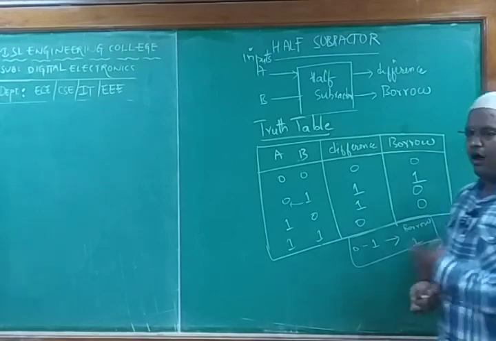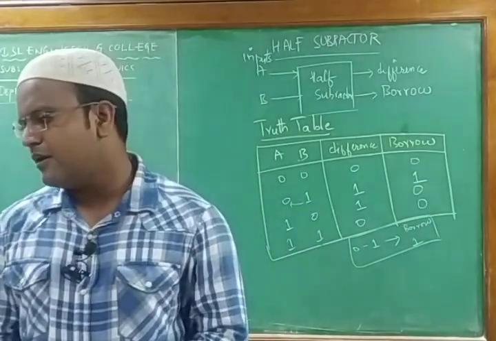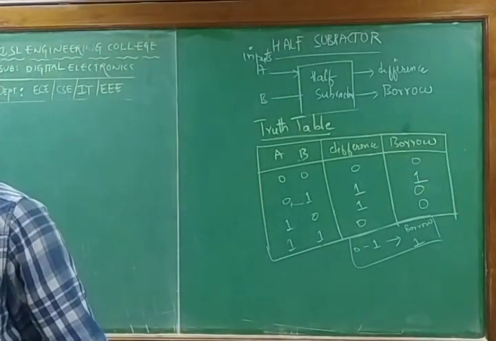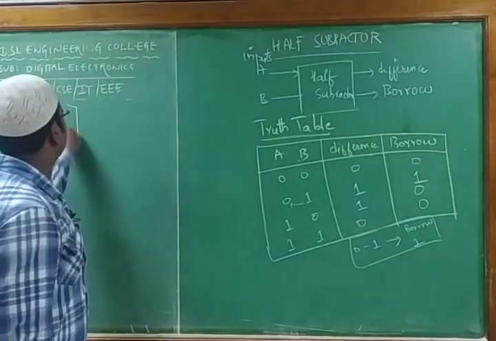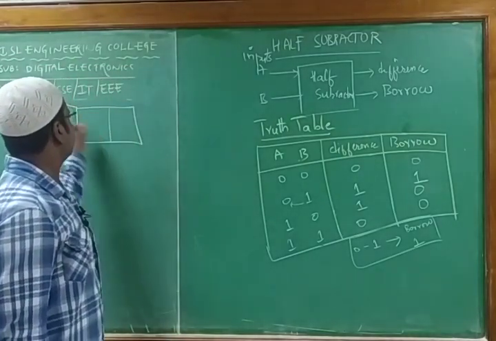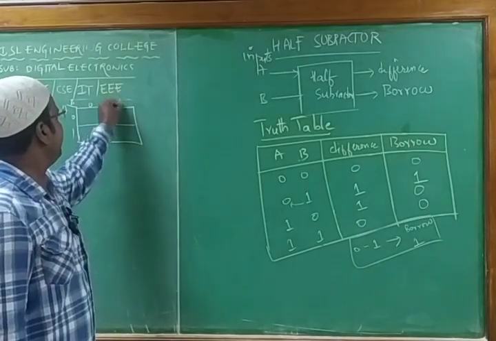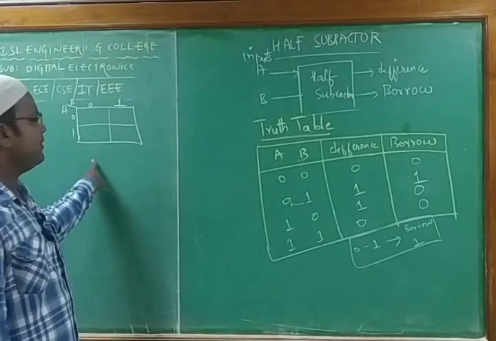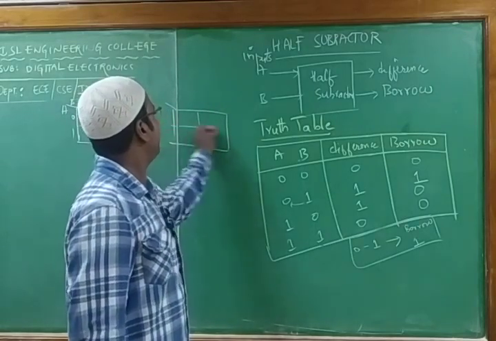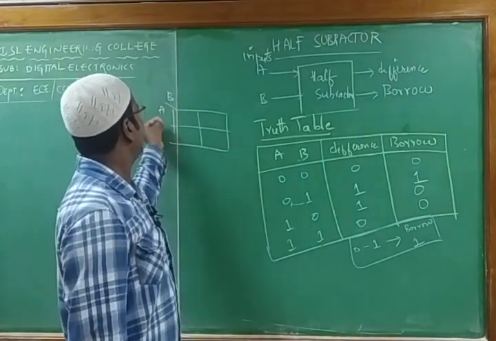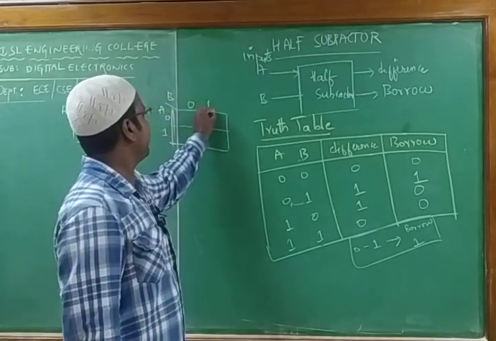Now, after knowing the truth table, the next step is to realize it by using the K-map. So by taking the K-map, I'll realize this function. How will we do it? I'll take two tables. One is for difference. The input values are A and B, with 0, 1 and 0, 1. This is for difference. The next K-map is for borrow. Here is A, here is B, and the combinations are 0, 1 and here also 0 and 1.